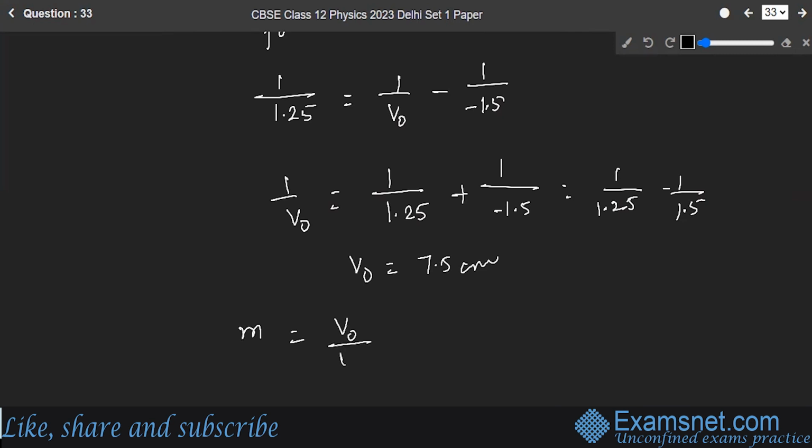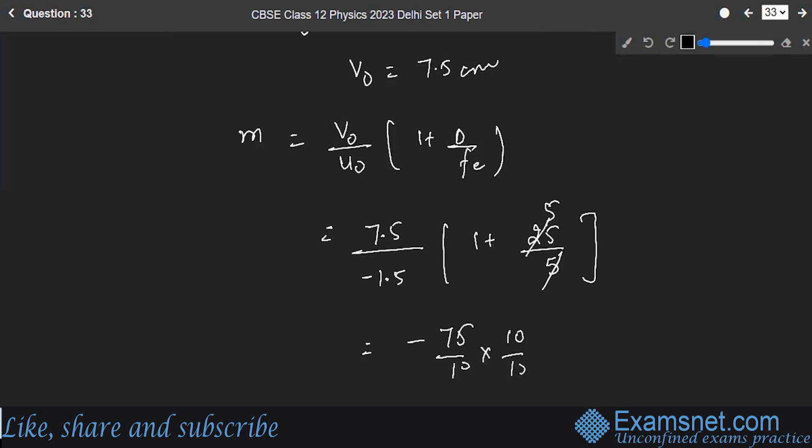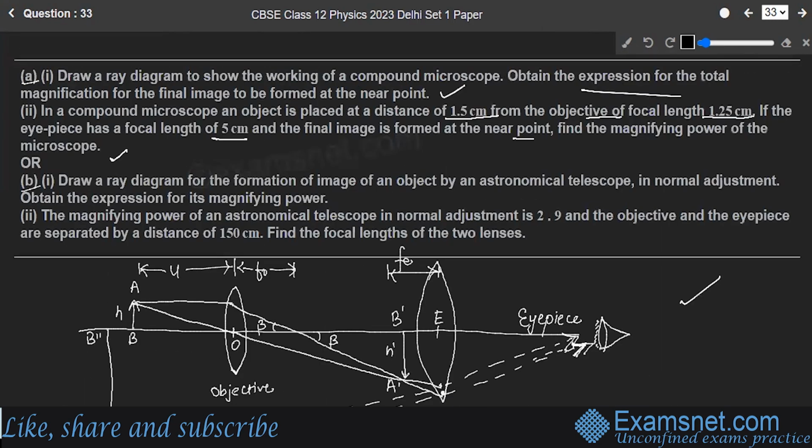So the magnification is given by v_o upon u_o times (1 plus D upon f_E). Let's fill in the values. You have this as 7.5 upon minus 1.5, times 1 plus D is 25 upon f_E is 5. So this is equal to minus 75 upon 10 times 6. This cancels, you have minus 30. This is the magnifying power. Minus 30, this is the answer to the second part of the question. Hope you're clear with this.